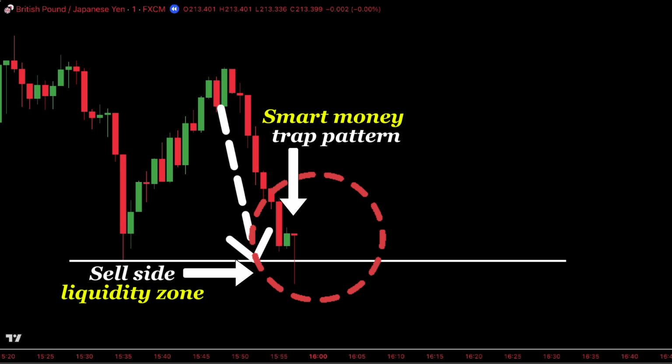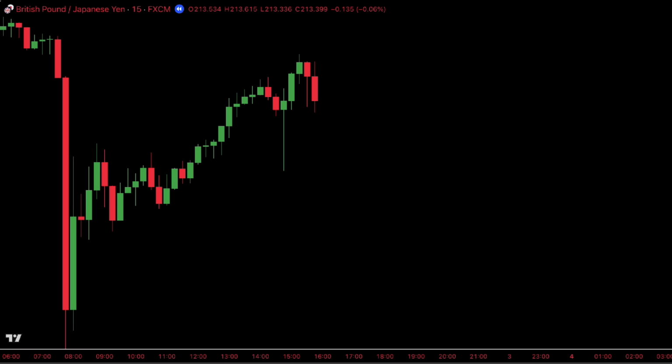And finally, the third candle breaks below the mother bar and the support level, sweeps the sell-side liquidity, and then closes back above the level and inside the mother bar range. This is a high-probability smart money trap buy signal. Now let's move to the higher time frame to confirm the setup.